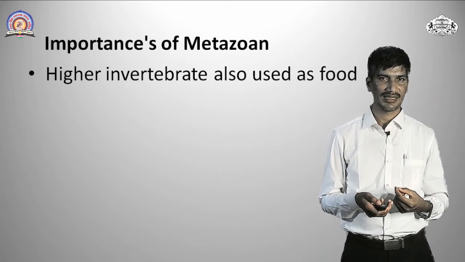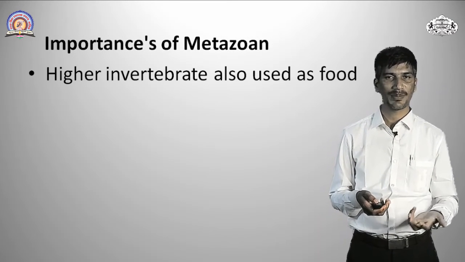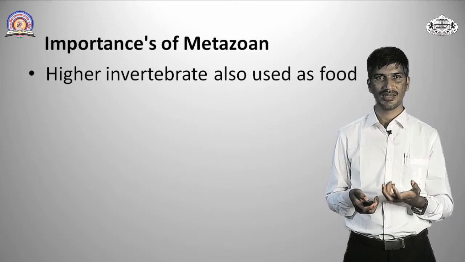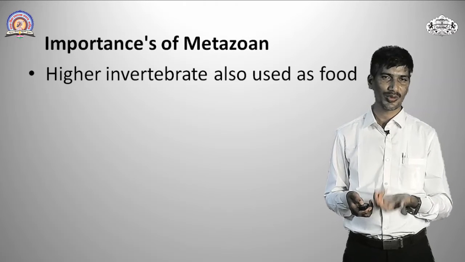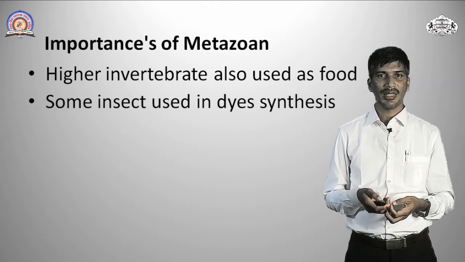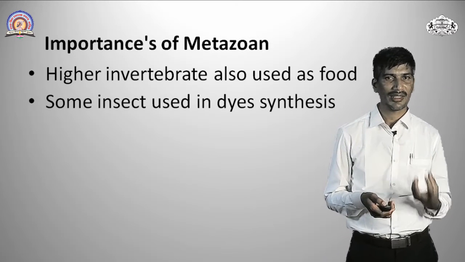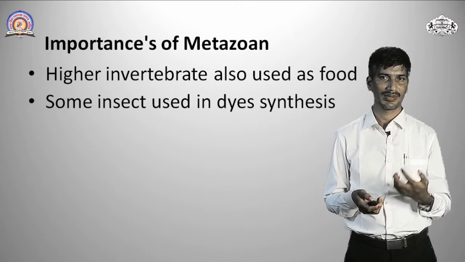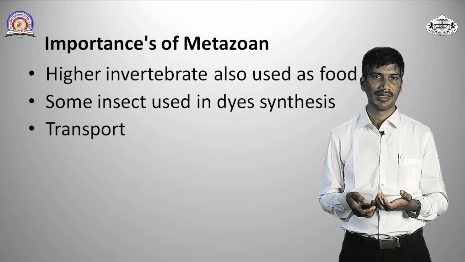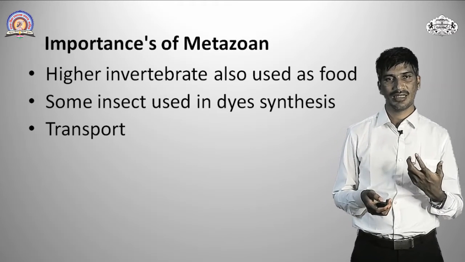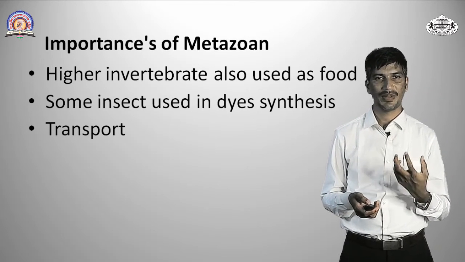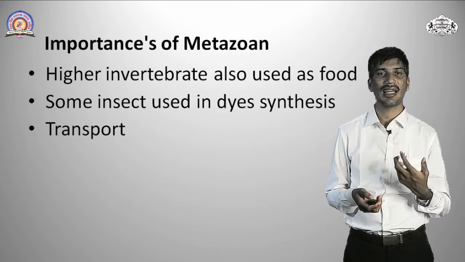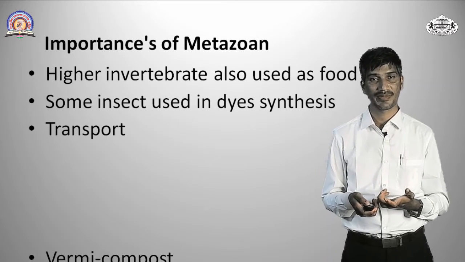Higher invertebrates are also used as food material. For example, some species of mollusca are used as food. Some insects are also used as food. Some insects are also actively used in the dye industry or dye synthesis. Some metazoan animals, in the primitive era, for example the horse and the donkey, were used for transportation.